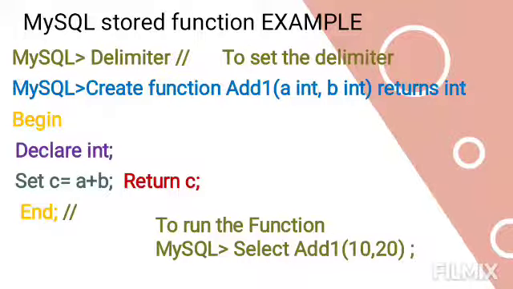To call the function or to run the function, I use a select statement. No need to call that function. I just select add1(10, 20). Here 10 plus 20, 30 will print on the screen. The function always returns a value. The function should return a value. Therefore, there is no need to call that function. We just select that function.